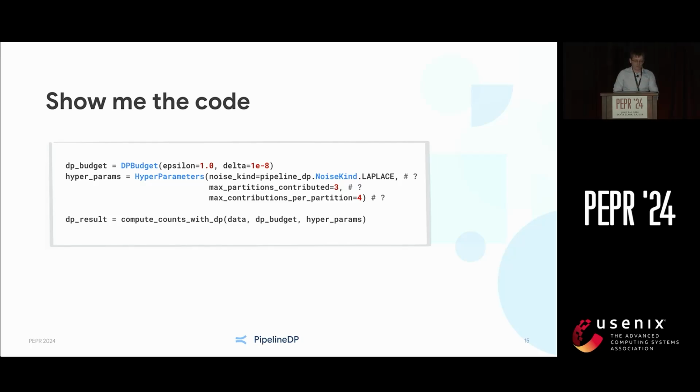This is how it looks. There is a demo on GitHub in Google Colab, basically to illustrate how it works. Imagine that we have functions implemented with PipelineDP for computing counts that take data, some DP budget, let's choose some reasonable DP budget, and some hyperparameters. And of course the question is how to choose these hyperparameters.